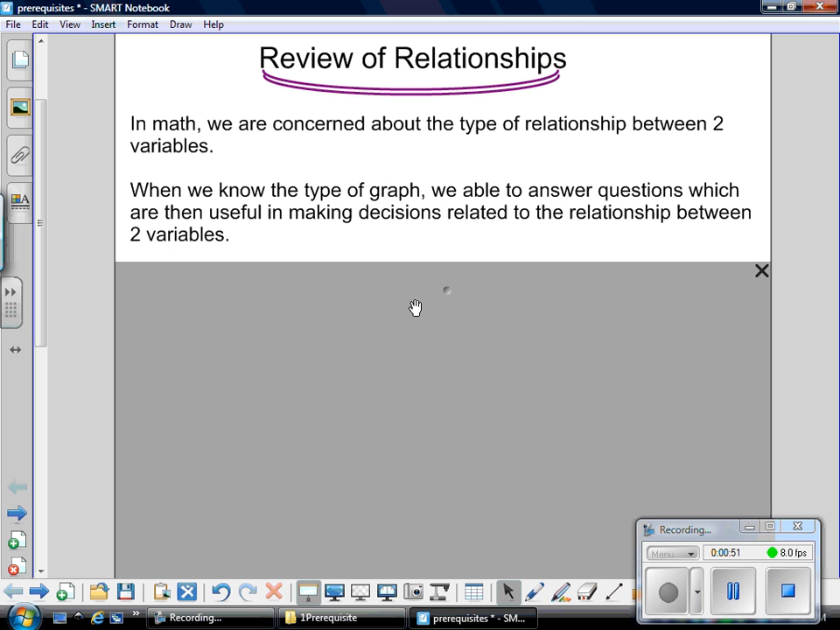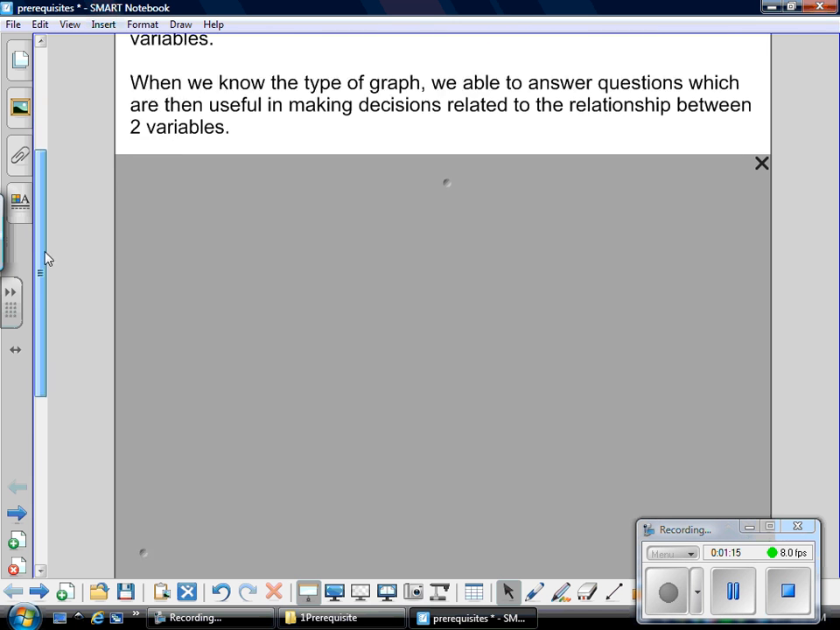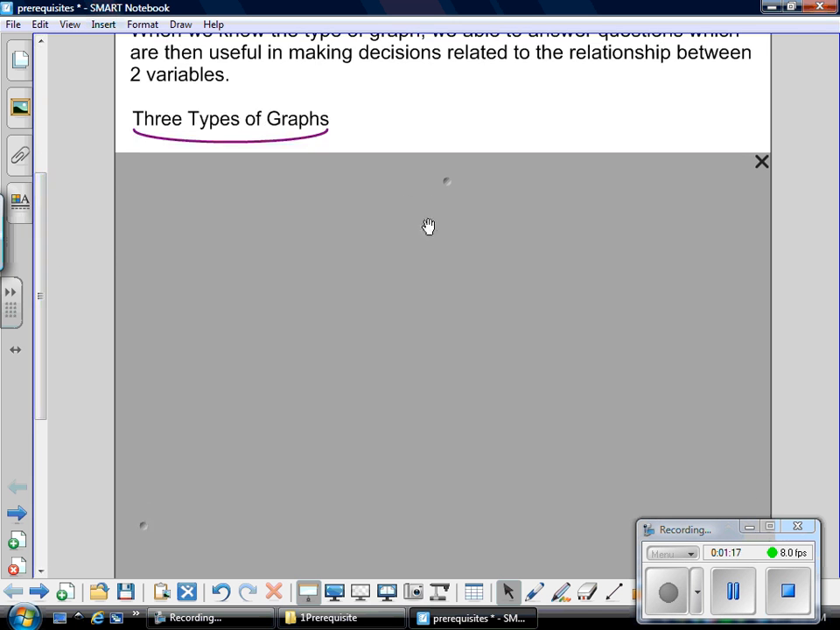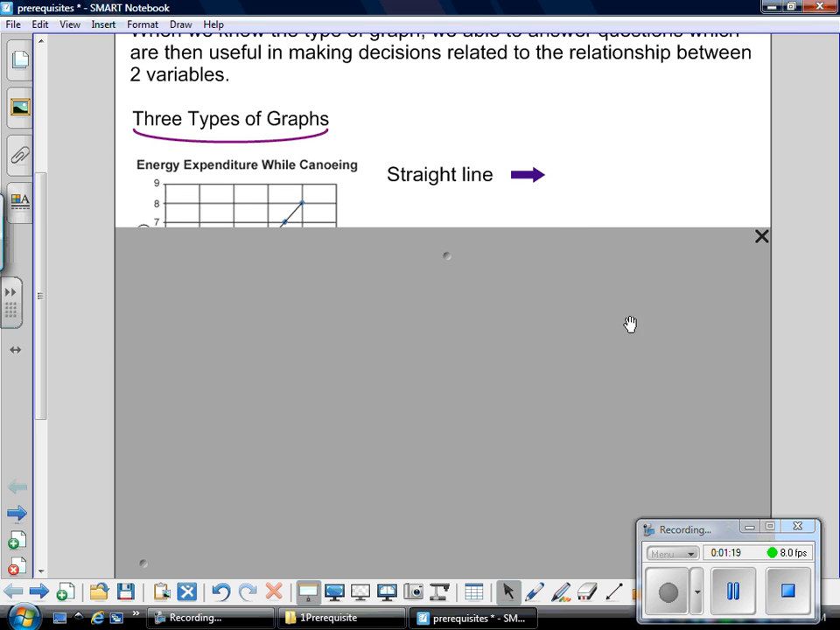So what we need to do is, when we know the type of graph, then we're able to answer questions which are then useful in making decisions related to the relationship between those two variables. Okay, so the purpose is for us to determine the type of relationship so that we can use that to predict, in some cases, future events. So the first graph that we're going to look at is something you've seen for a long time. So there are three types.